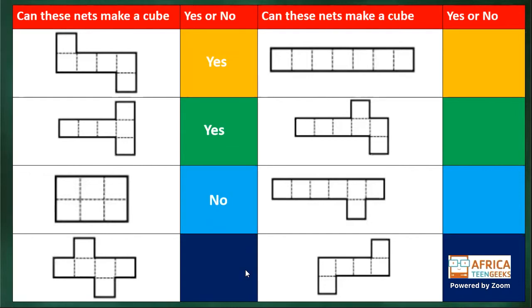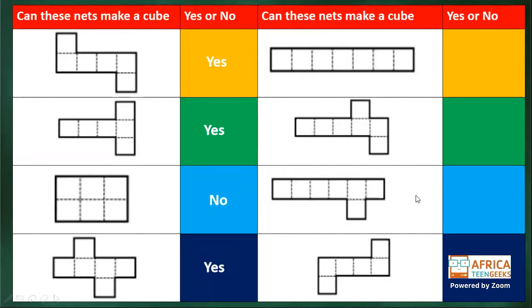How about the fourth one? Do you think that can be the net of a cube? Yes, you are right. Now let's go down. We stay at the bottom. Bottom right. We will go in a circle. So we'll start at the bottom right. Is that one the net of a cube? And the answer is yes.